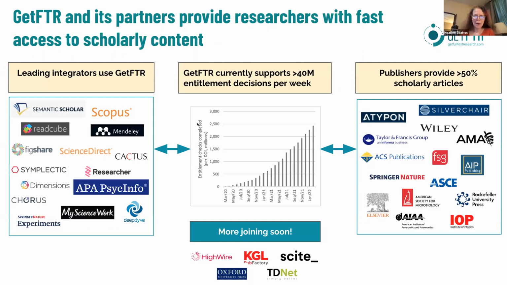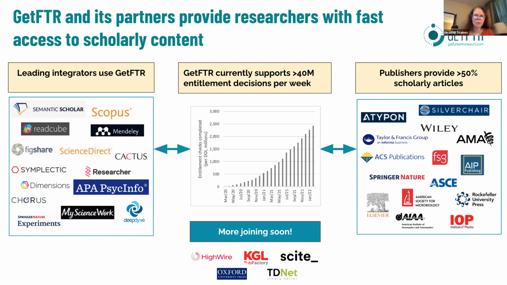So a story of growth, as Hielke mentioned, we wanted to just give you a snapshot view here at the beginning if you've been following our progress, or if you're not and you're first hearing about it. On the left-hand side of your screen, you see leading integrators that are currently using GetFTR. These include the digital science suite of products, a number of Elsevier platforms and services, some publisher A&I discovery sites, which is an interesting use case for us, the Cactus implementation researcher app, the Chorus OA audit use case, Deep Dive, My Science Work, and Springer Nature Experiments, which is one of the newer integrations.